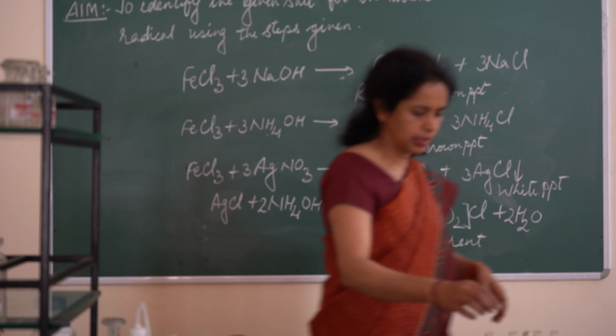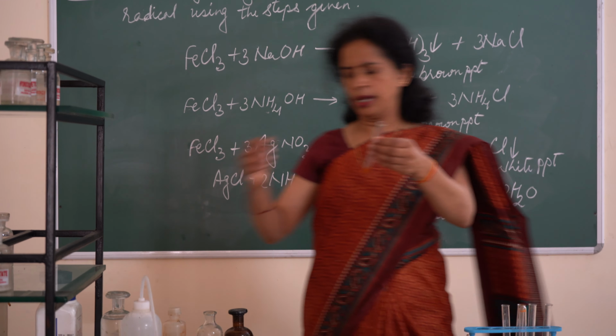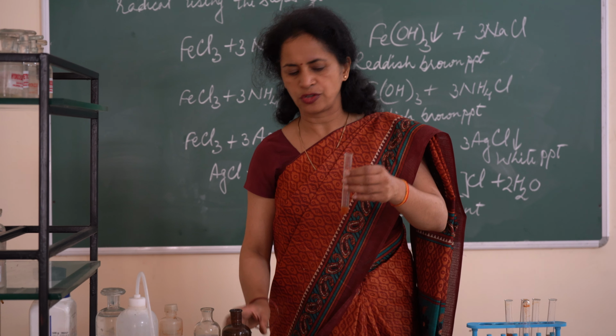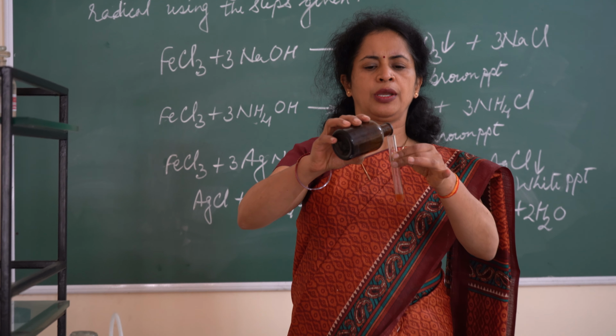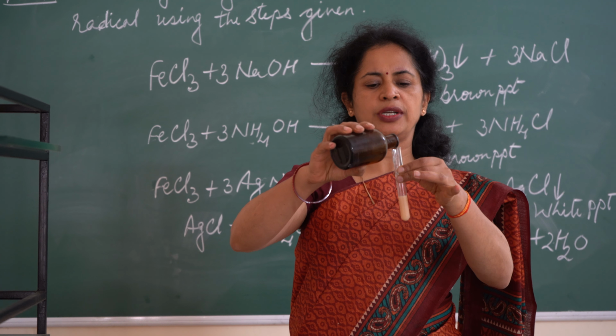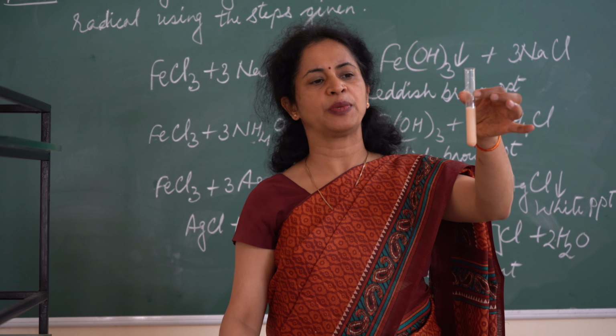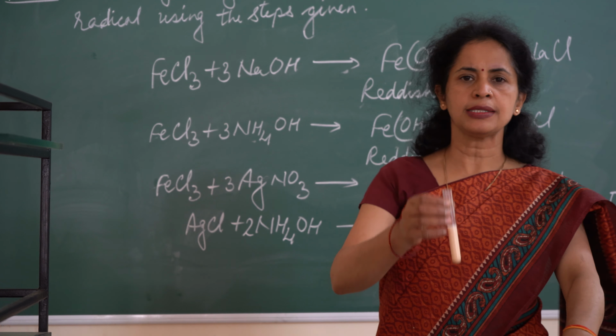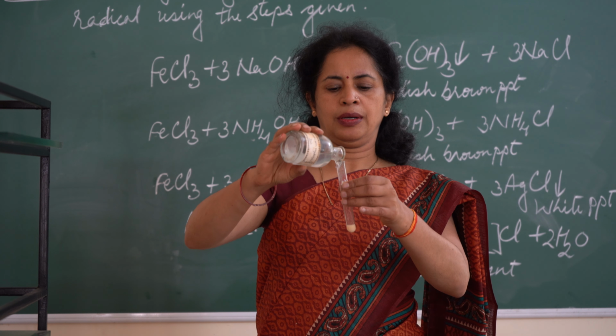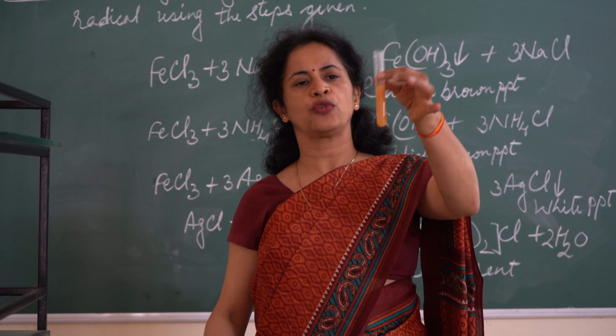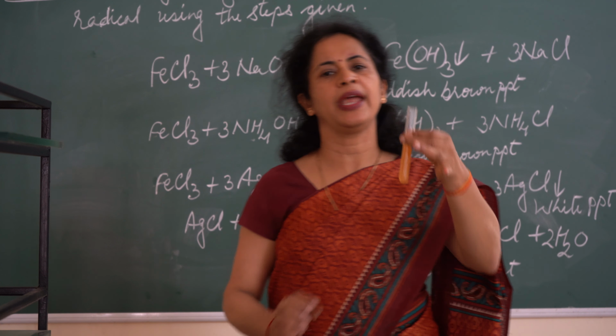For that, take the third part of the solution and add silver nitrate solution to it. On adding silver nitrate solution, we get a white precipitate. We can test the solubility of this white precipitate in excess of ammonium hydroxide. It gets dissolved, white precipitate gets dissolved in excess of ammonium hydroxide.